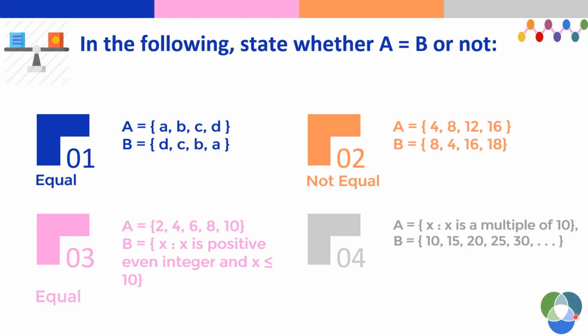Super. Your next question, A is equal to {x such that x is a multiple of 10}. Here B is equal to {10, 15, 20, 25, 30}. Look at this. What will be the elements in set A? Multiple of 10 means 10, 20, 30, 40 like that. Here it is 10, 15, 20, 25. It is a multiple of 5. It is a multiple of 10. So both are not equal. Got it, children? Were you able to identify?